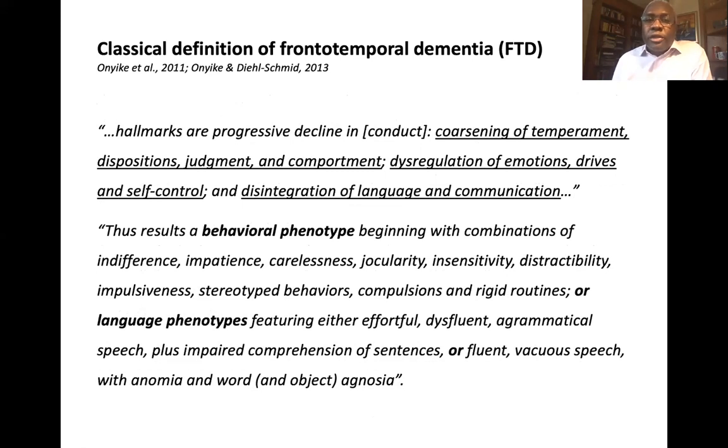We and others have basically recognized what we would consider the hallmarks of this kind of condition. So you can see what I've underlined here, that people have a progressive coarsening of their temperament, of their dispositions, of their judgment and comportment. So this is at the heart of what frontotemporal dementia is. Their social behavior is deranged. They have a dysregulation of emotions. What we mean by that is that they have poor control of how they feel, and so they tend to be very impulsive as a result.